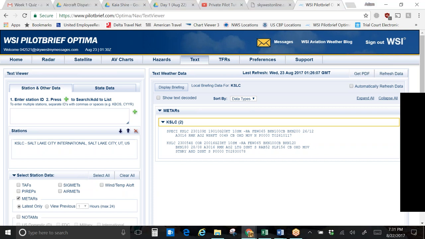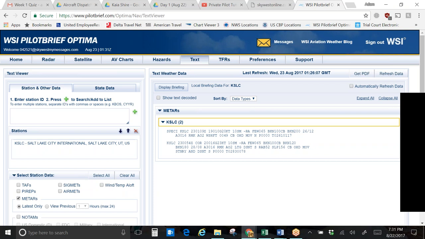10 statute miles of visibility. And when we see a minus in front of precipitation, that means light. The options would be either a plus sign or a minus sign. If you see plus, that means heavy. If you see a minus, that means light. If you see no plus or minus, it just means moderate. So if that just said RA, that would mean moderate rain. But that means light rain, the way it says right there.